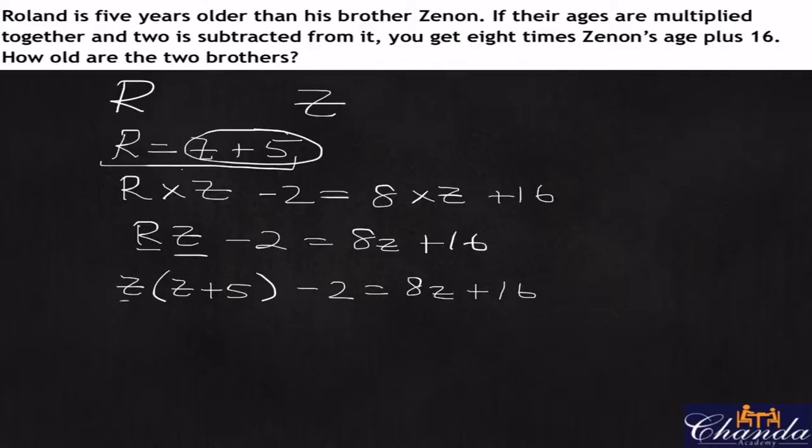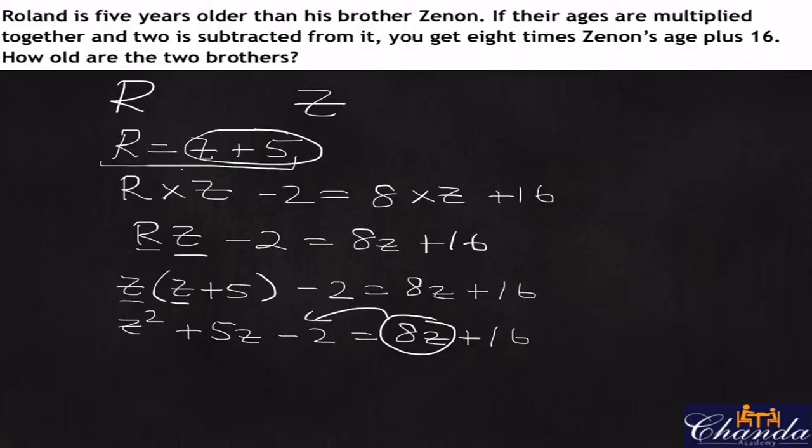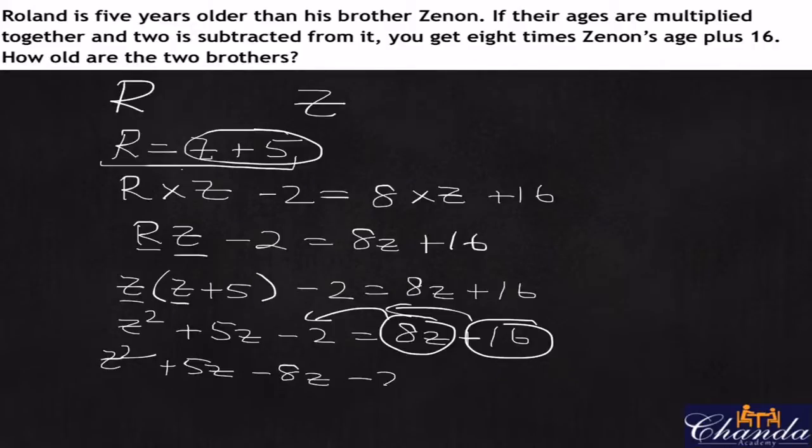So we have Z times Z, which is Z squared, Z times 5, which is 5Z, minus 2 equals 8Z plus 16. Let's take 8Z to the other side. We have Z squared. Actually, let's also take the plus 16 to the other side at the same time. So we have Z squared plus 5Z minus 8Z minus 2 minus 16 equals 0. Okay, so Z squared, 5Z minus 8Z is minus 3Z. Minus 2 minus 16 is minus 18 equals 0.